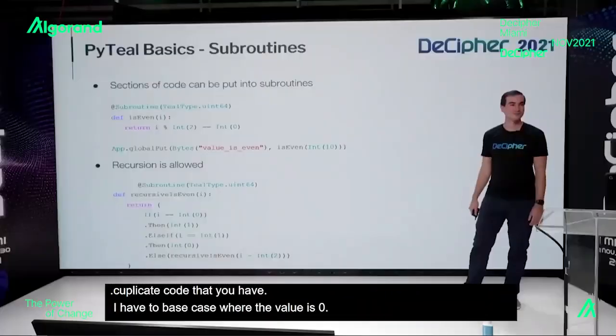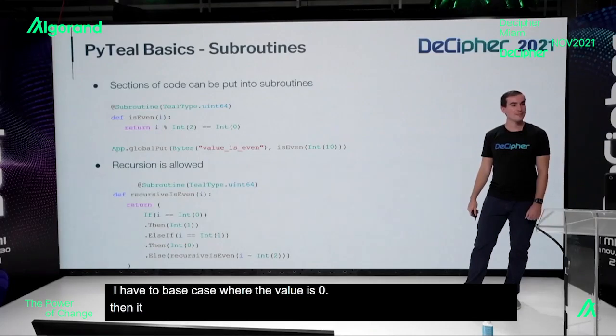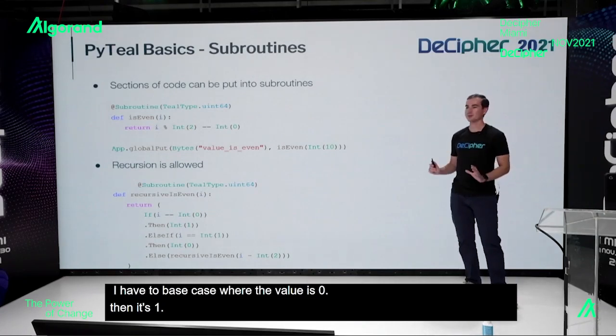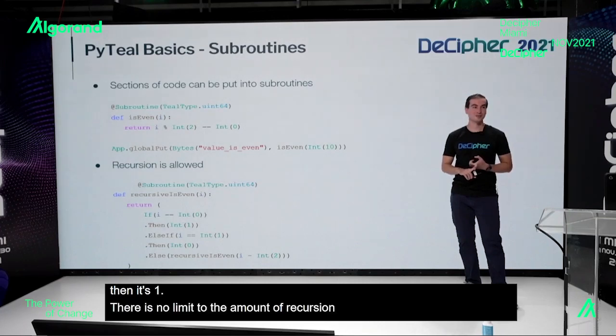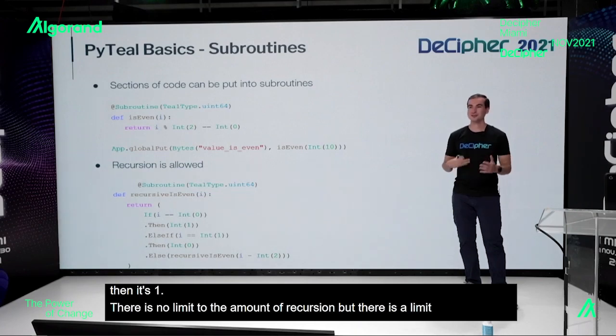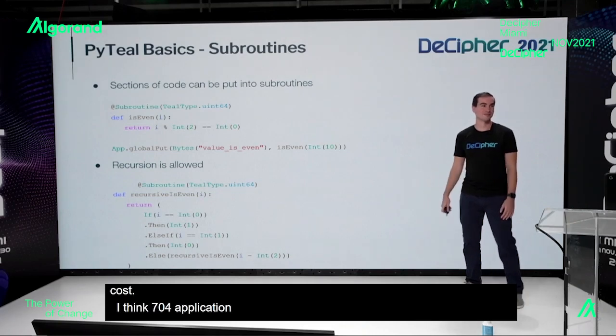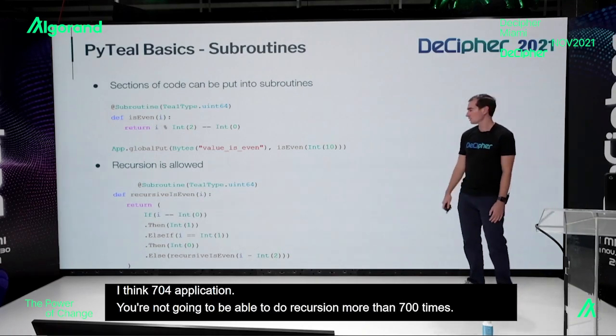Yeah. Is there a question over here? Yeah. What happens if you get too many calls in the stack? So there's no limit to the amount of recursion that can happen, but there is a limit to your total opcode cost. I think it's 700 per application call. So you're not going to be able to do recursion more than 700 times because you'll just hit the opcode limit anyway. Okay. Cool.